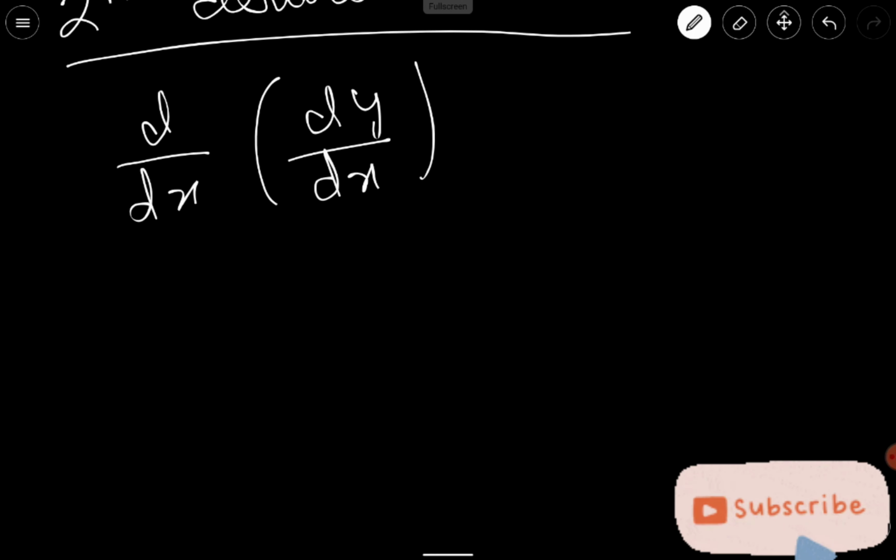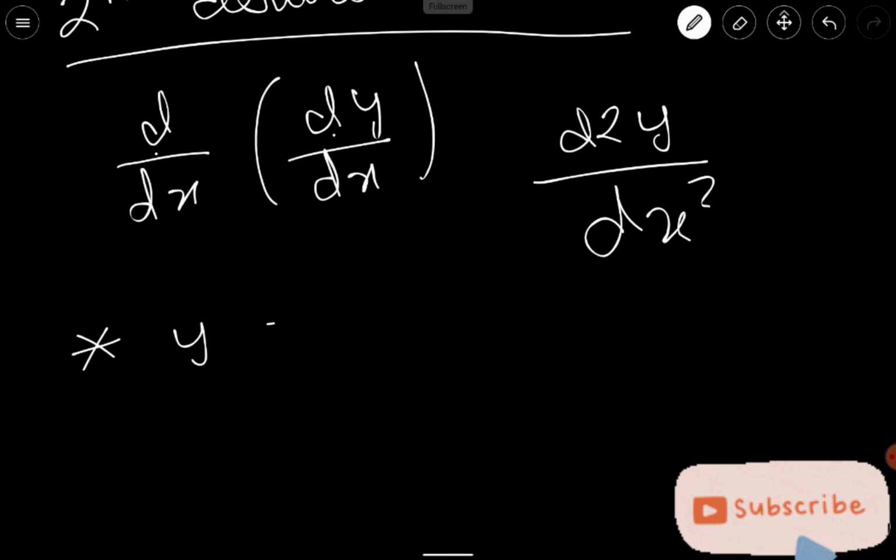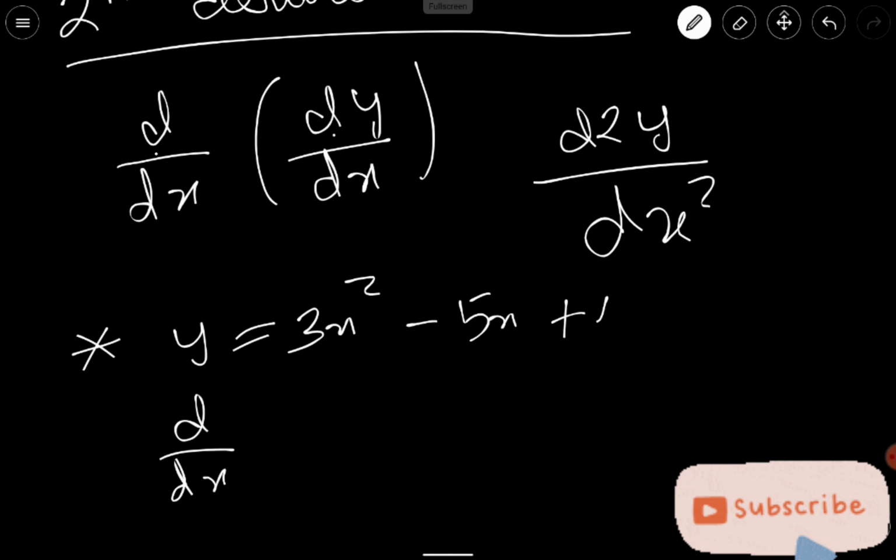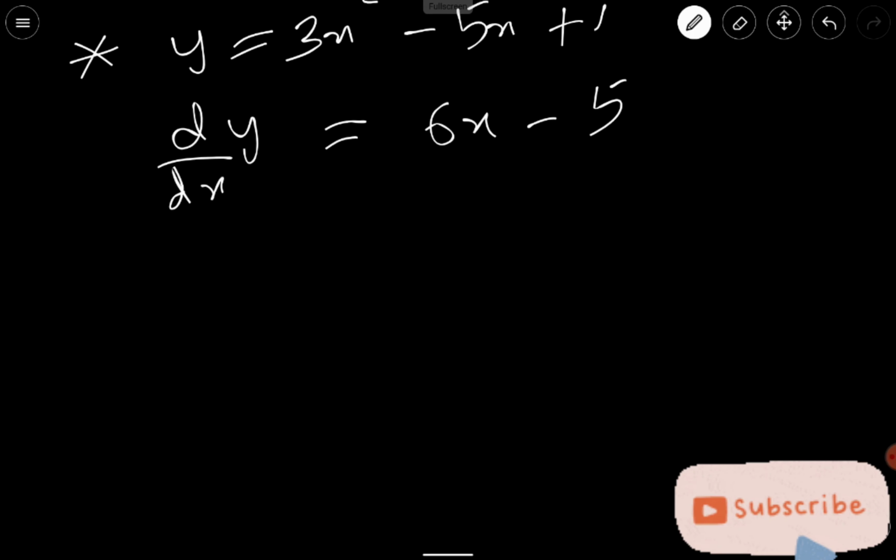That is represented by, if we multiply these two, we get d2y. So we have two d's, d, d, y, d2y, and dx squared, because we have 2 dx into dx squared. So for the example we took in the beginning, y is 3x squared minus 5x plus 1. dy/dx gives us 6x minus 5, and d2y/dx2 gives us 6.